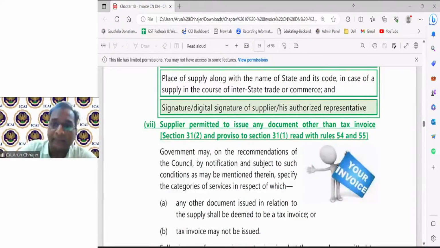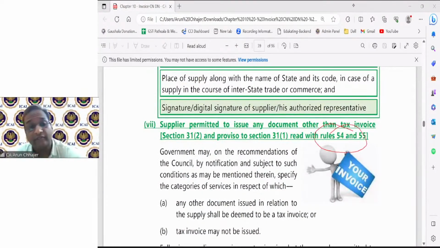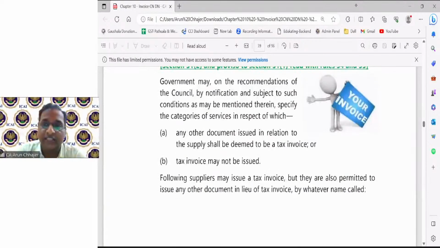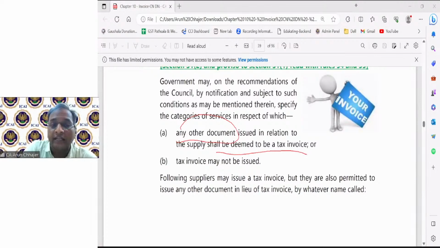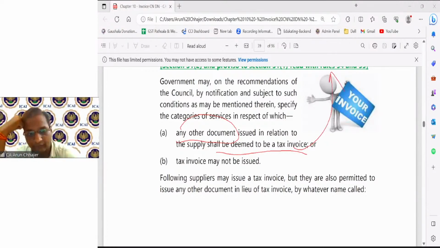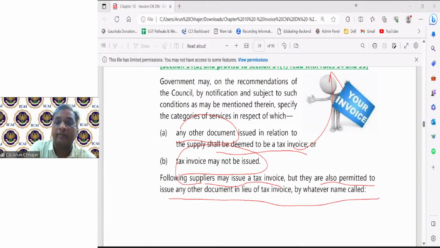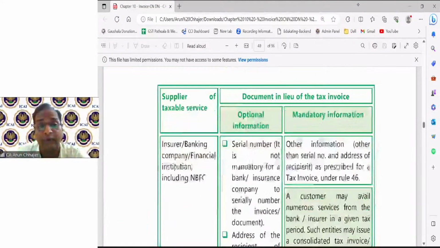Now, this is important. Rule 54 and Rule 55, this is important. The government may, on the recommendation of the Council by notification, specify any other document issued in relation to the supply to be deemed to be the tax invoice, for which they have given Rule 54. And tax invoice is not required to be issued. Following suppliers may issue the tax invoice, but they are also permitted to issue any other document in lieu of the tax invoice by whatever name called. This discussion is very, very important.